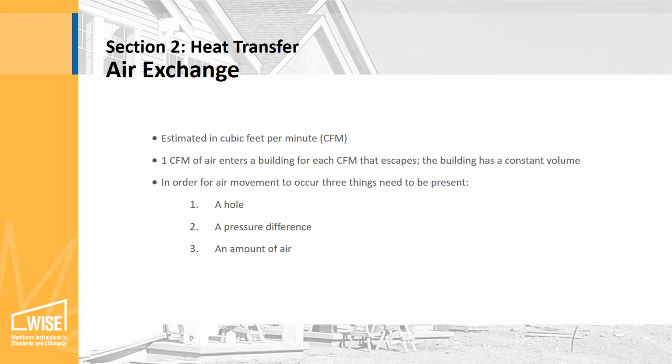Infiltration, exfiltration, and ventilation are all measured in cubic feet per minute, or CFM. For each cubic foot of air that enters the home, 1 cubic foot of air must leave the home as air pressures equalize. Just like the second law of thermodynamics, air pressure also seeks equilibrium. Areas of high pressure will move towards areas of low pressure. In order to have air movement through a surface, you must have three things: a hole, a pressure difference, and a volume of air. When all three are present, the volume of air will move through the hole until the pressure difference is no longer present.